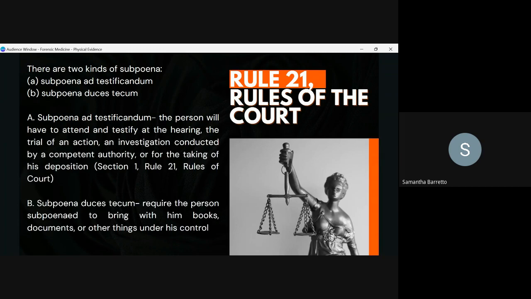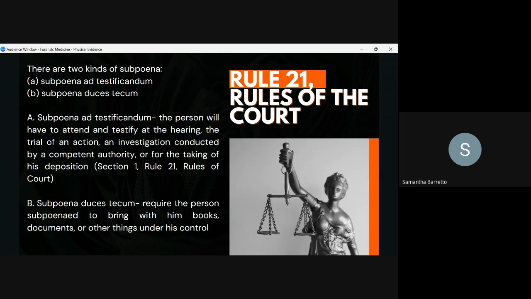And let us now proceed to the two kinds of subpoena: subpoena ad testificandum and subpoena duces tecum. Subpoena ad testificandum is when the person will have to attend and testify at the hearing, the trial of an action, an investigation conducted by a competent authority, or for the taking of his deposition. Here, to testify means to make a statement based on personal knowledge, and to have personal knowledge is to be able to perceive events, circumstances, or occurrences, and perceiving can make known his perception to another. In short, iniimbitahan kang umattend dahil kailangan ang statement mo sa isang kaso.